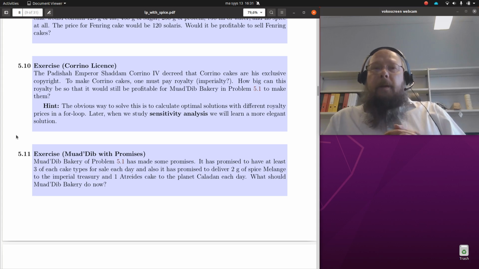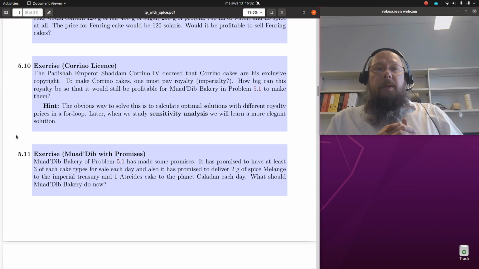Now the question is, of course Padishah Emperor wants to extort as much money as he can, so he wants to make this royalty very big. But at some point the royalty is obviously so big that it doesn't pay to bake them. And now the question is, how big could or should the royalty or imperialty be so that it would still make sense for Muad'Dib bakery to produce these Corino cakes.